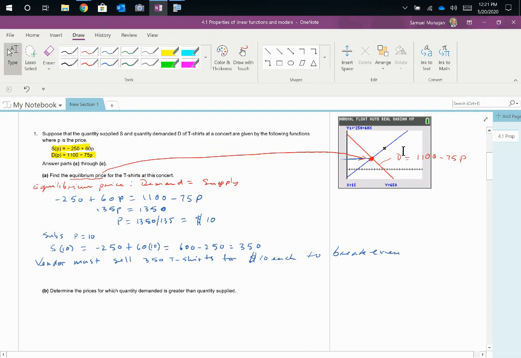Okay, the vendor must sell exactly 350 shirts at $10 each to break even. Now, could we have found that answer with the calculator?